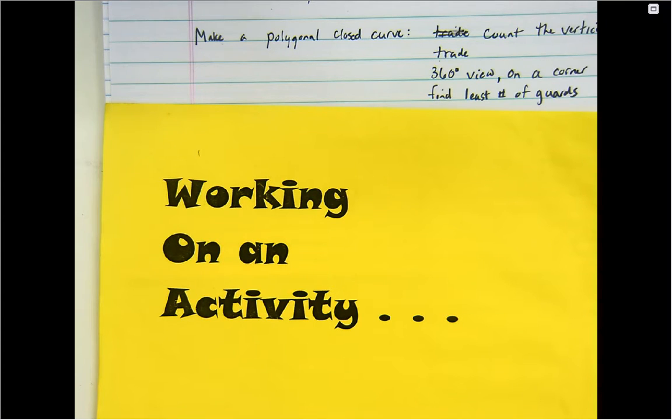Here, you think about that. If you can get the number of guards down, because they can see everywhere. We need the least number of guards. Alright. We want to save money, apparently.